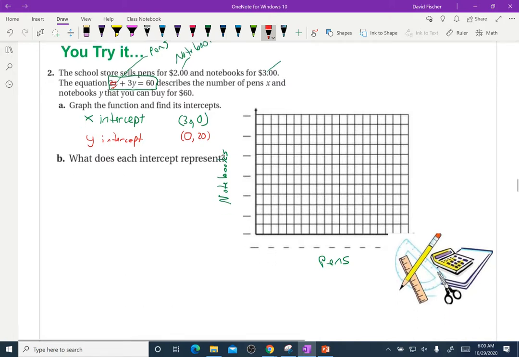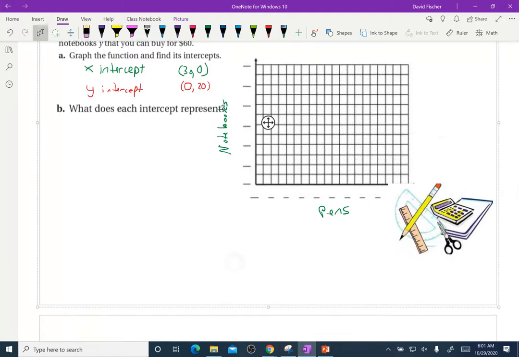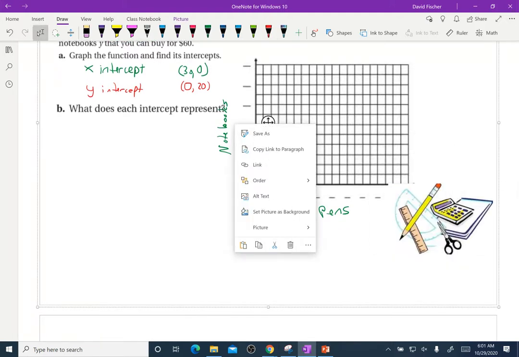I think we count by ones. Surely, no. We're going to have to probably count by twos. We needed to get to 30 on the x-intercept. So if I count by twos, 2, 4, 6, 8, 10, 12, 14, 16, 18, 20, 22, 24, 26. Yeah, we could probably count by twos down there and use the whole scale.